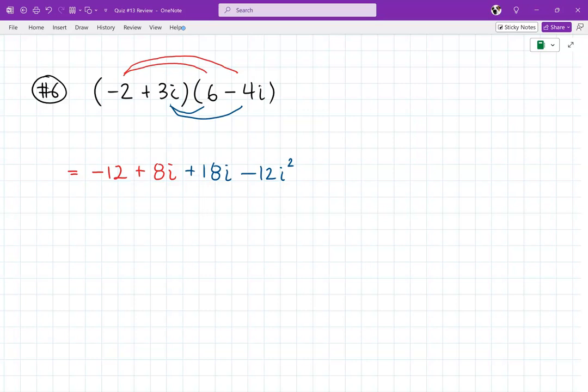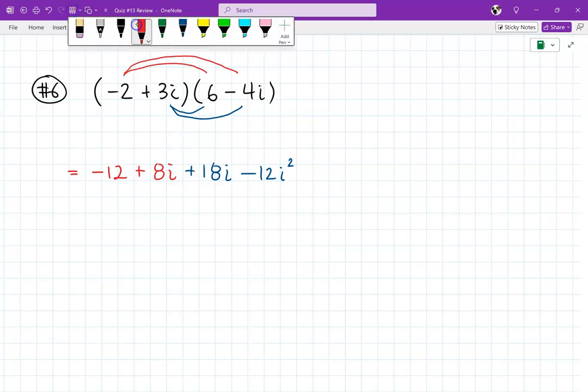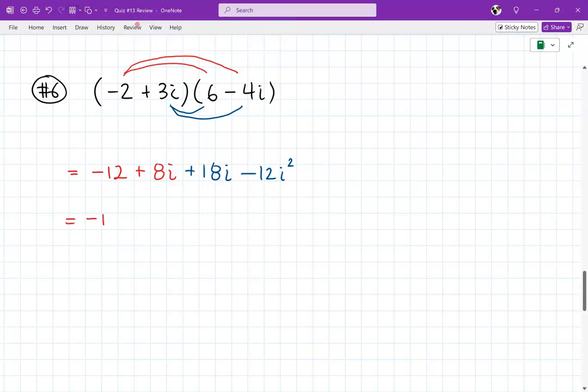Now remember, an i squared, all it does is switch the sign. So that negative 12i squared is really just a plus 12. Okay? It's really just a plus 12. So let's rewrite this. I got a negative 12 plus 16, I'm sorry, not 16. That's 26i. And then plus 12.